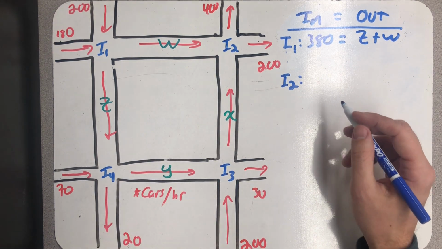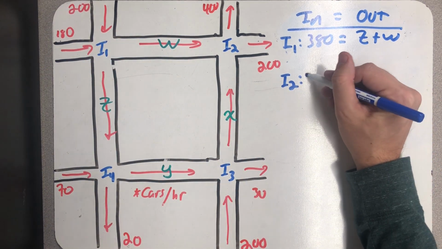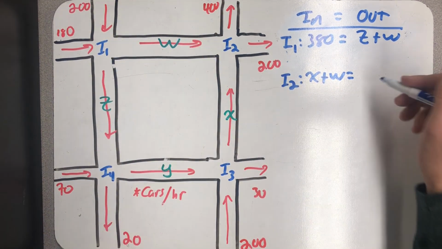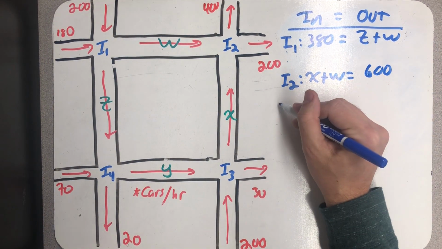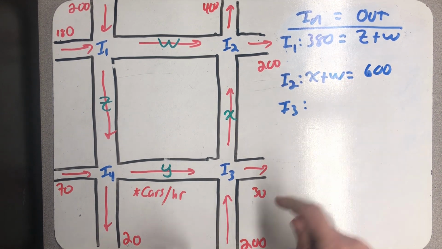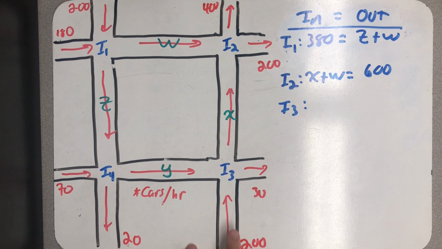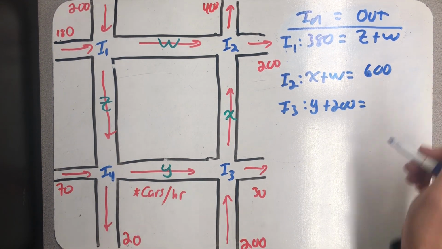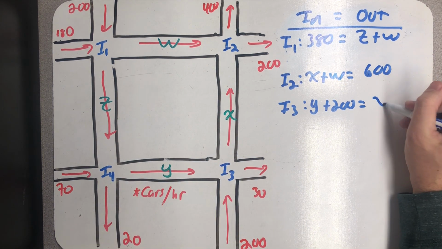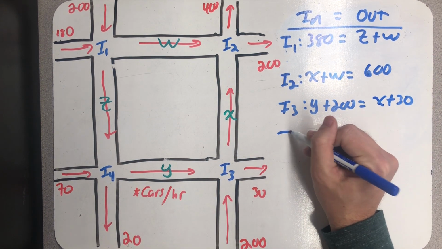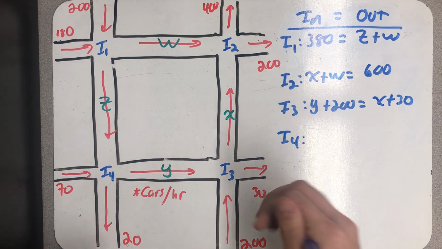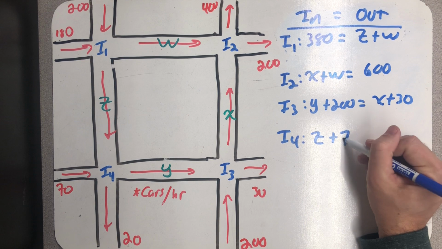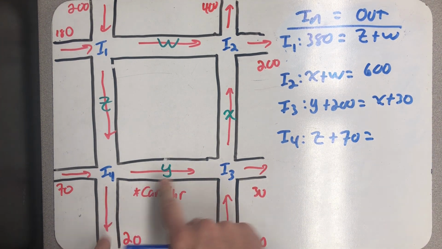So the second intersection, cars going in, well, that's x plus w. Cars going out, well, I have 200 and 400 make 600. In the third intersection, cars coming in, I have 200 plus y. Cars going out, I have x plus 30. Intersection 4, cars going in, 70 plus z. Cars going out, y plus 20.